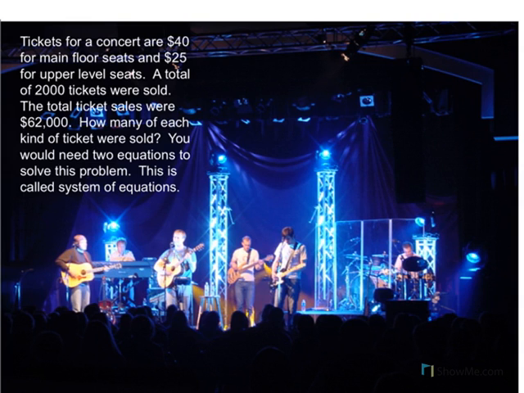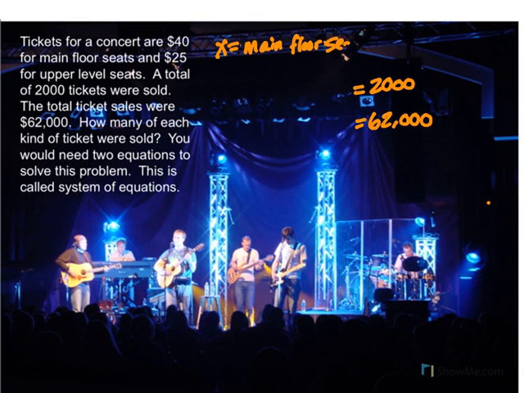So what we would need to do here is set up two different equations. This is called a system of equations. We have two different totals that they give us. We know that there were 2,000 tickets sold, and we know that the total sales were $62,000. So we would define our variables here. That would be the first step. I'll make X the number of main floor seats, since that's what came first. We'll make Y the number of upper level seats.